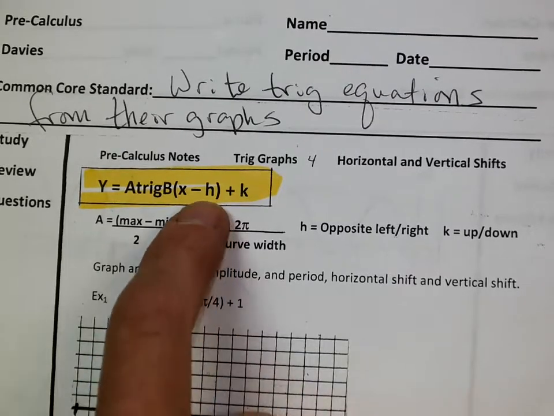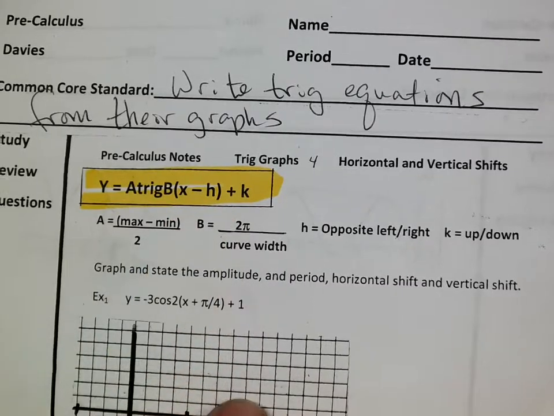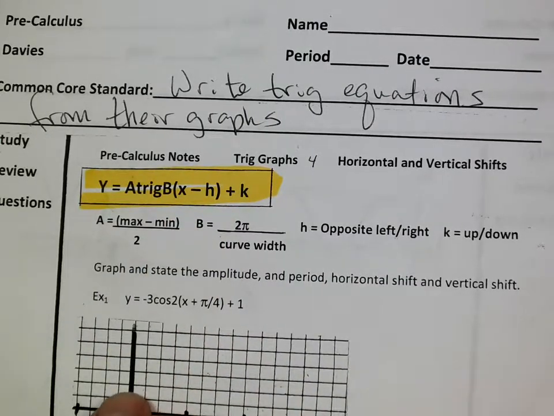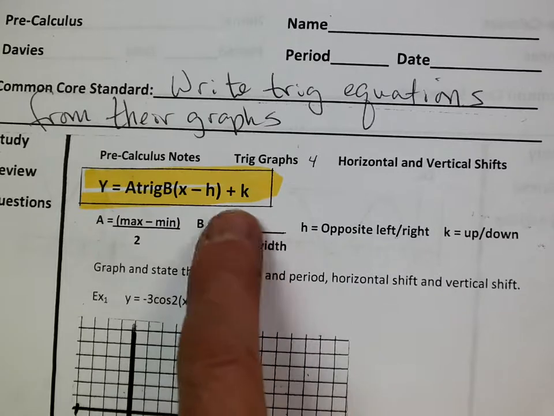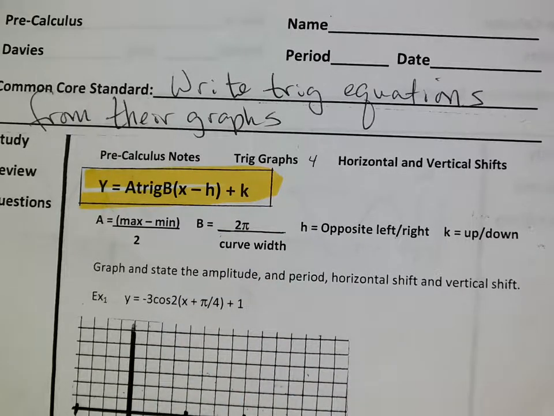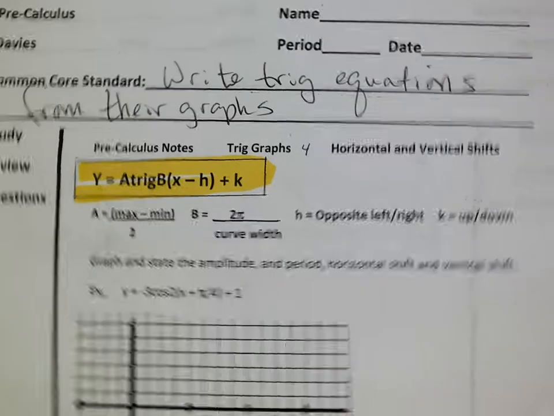Now the h is the horizontal shift, but it's always the opposite direction, right? We've done that. So if you go to the right, it'd be negative. If you go to the left, it's positive, right? It's always the opposite. And k is just your vertical phase shift, how much the graph has been moved up or down. Because we're going to take these and we're going to move them up and down, okay? So before we do anything, let's go back to what we did yesterday.